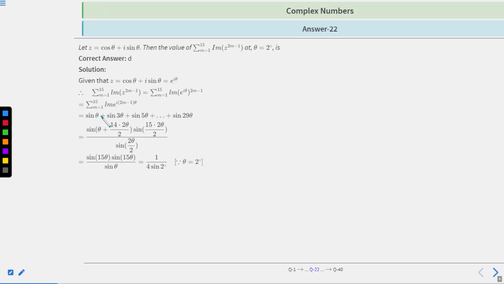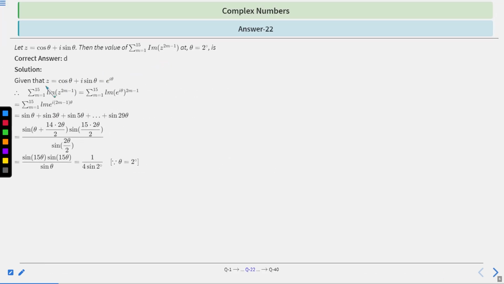Okay, let's move to the solution. See, we have to calculate this. So given that z is equal to cos theta plus iota sin theta. So we write it in Euler form, which is e to the power iota theta. Now we have to calculate summation of m is equal to 1 to 15, imaginary part of z to the power 2m minus 1. So we can put z is equal to e to the power iota theta.